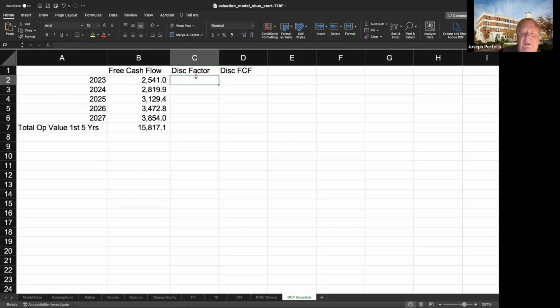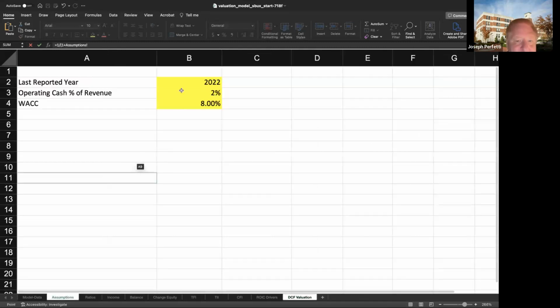So what is a discount factor? Well, present value formula says take the cash flow divided by 1 plus R to the number of periods. So in our case, 1 divided by 1 plus R is the discount factor. That's how much we're going to present value something with. The question is, what's the R? What's the rate of return? Well, 1 divided by 1 plus assumptions, it's our WACC. Cell B4 off the assumptions tab is the discount factor. That's the R.